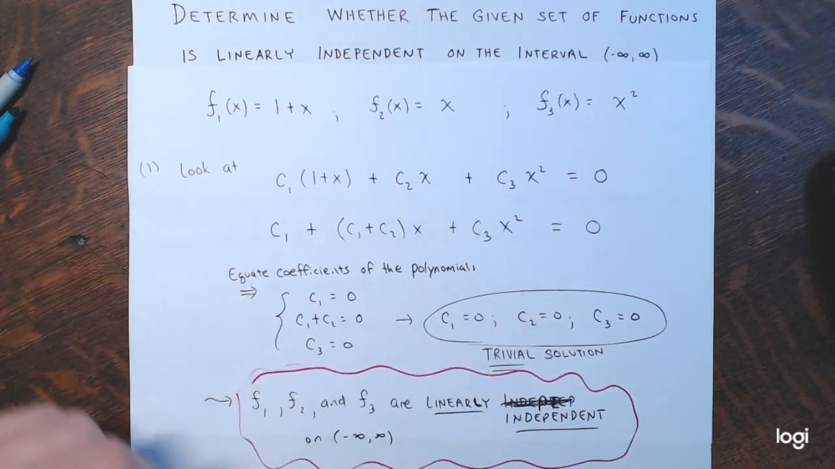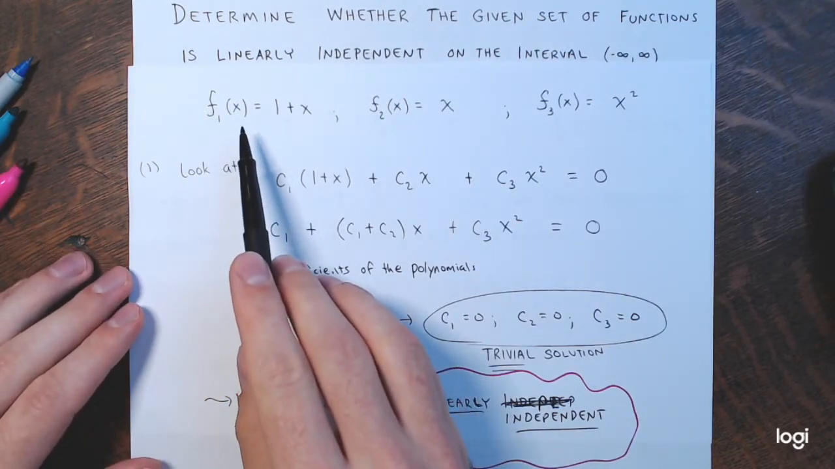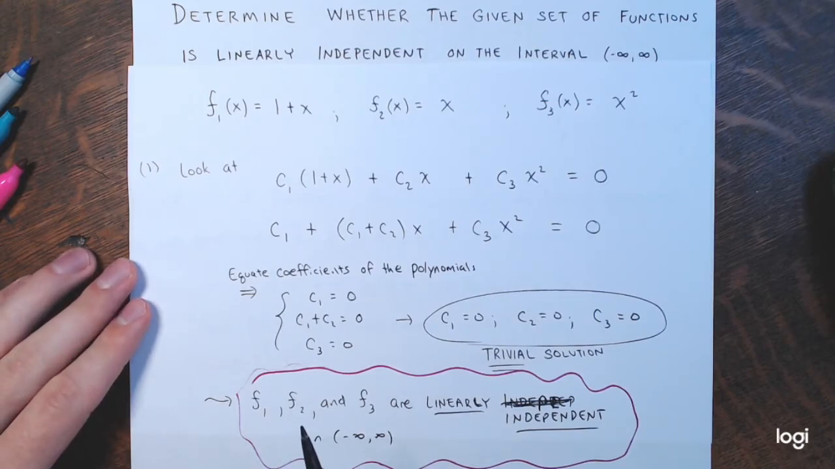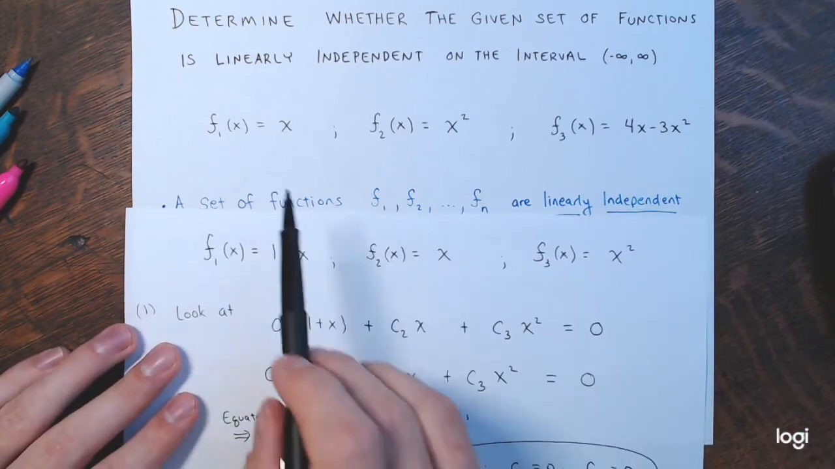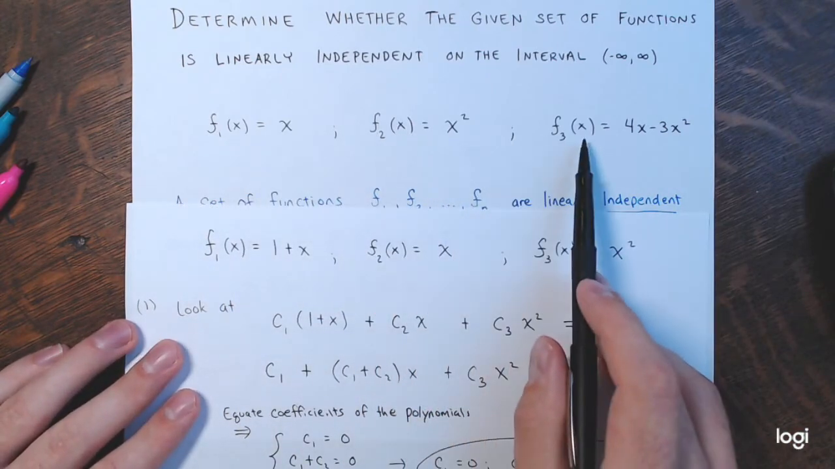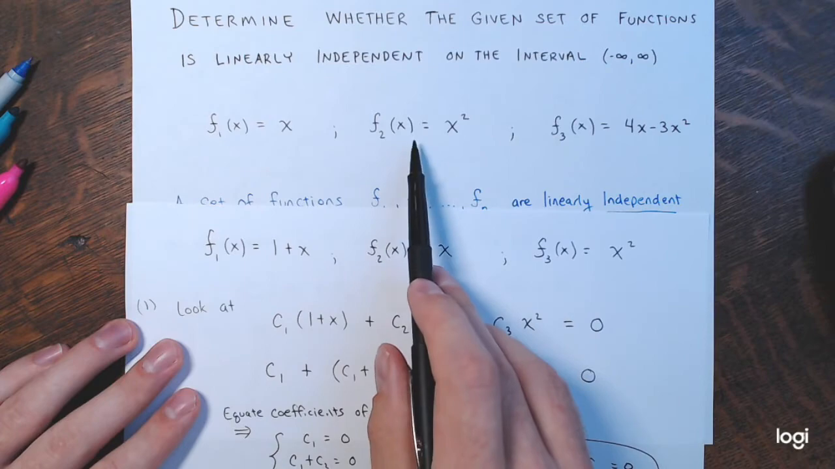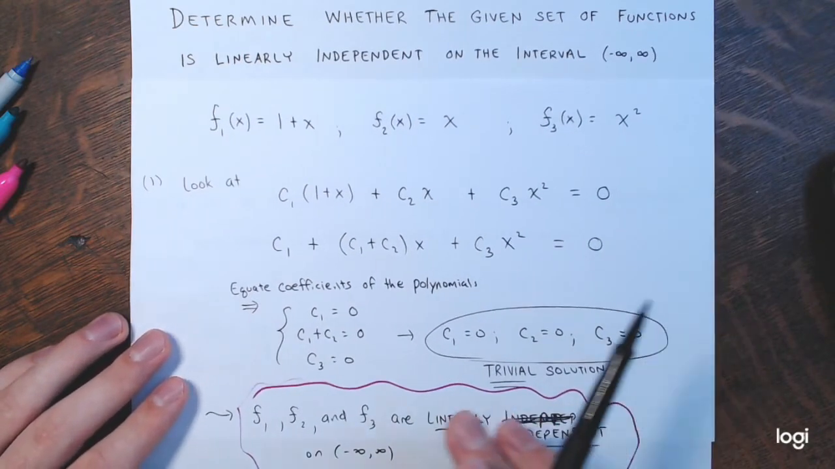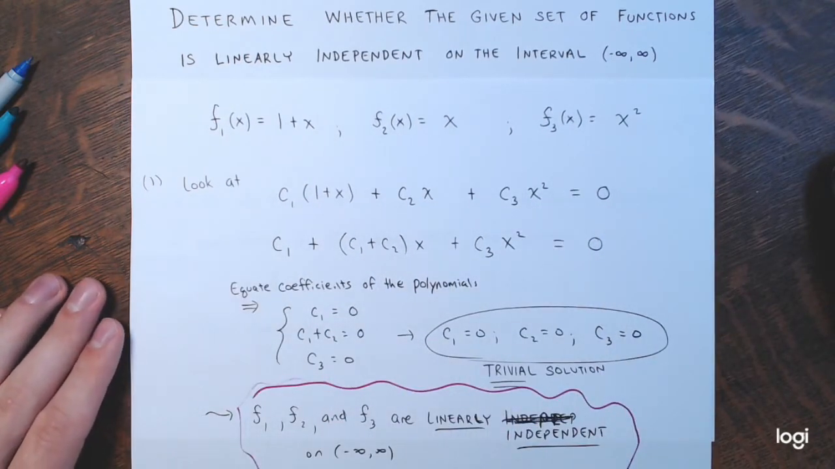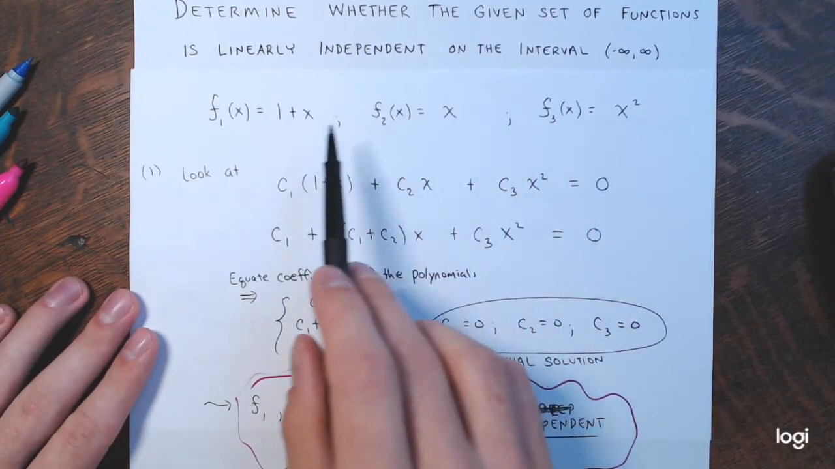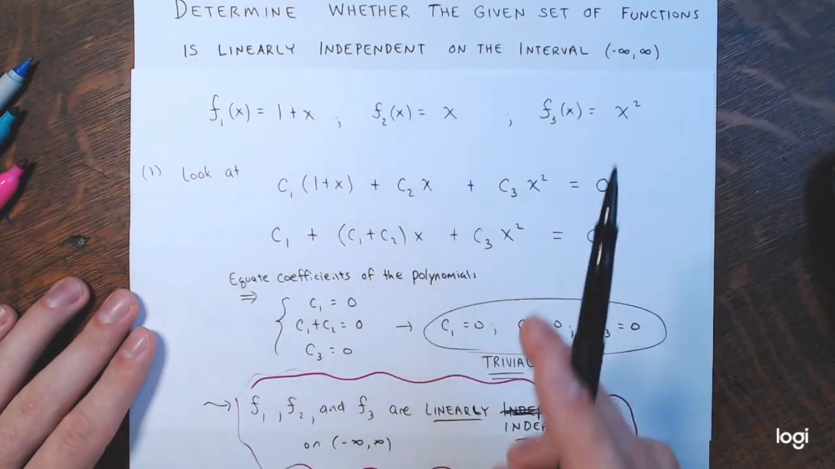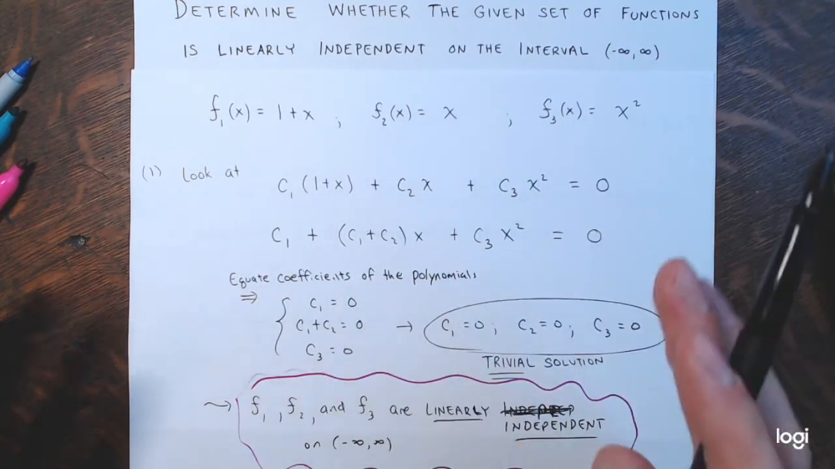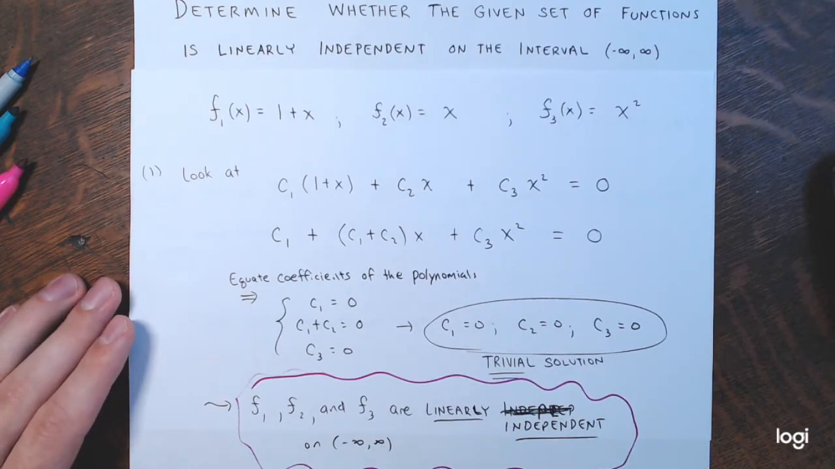And that means that there's no way I can write one of these functions as a linear combination of some others. So I can't, like I did with the previous examples, where in the first example, f3 was 4f1 minus 3f2, right? I can't do that here. You can't write f3 as some linear combination of f1 and f2. You can't write f1 as a linear combination or a multiple of f2 and f3. It can't be done. They're independent of one another on the real number line.